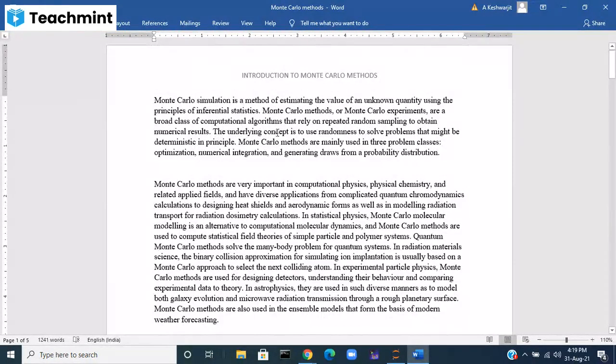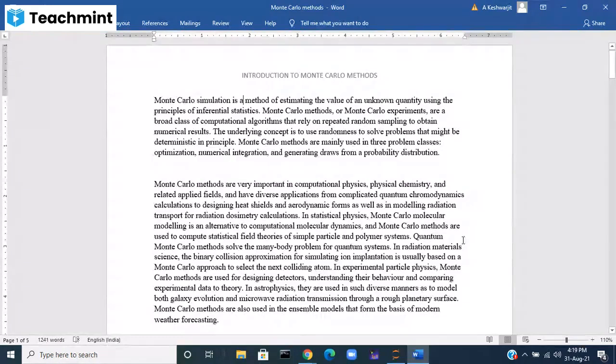The underlying concept is to use randomness to solve problems that might be deterministic in principle. Monte Carlo methods are mainly used in three problem classes: optimization, numerical integration, and generating draws from a probability distribution. Today we are going to discuss how Monte Carlo methods are used to perform numerical integration.